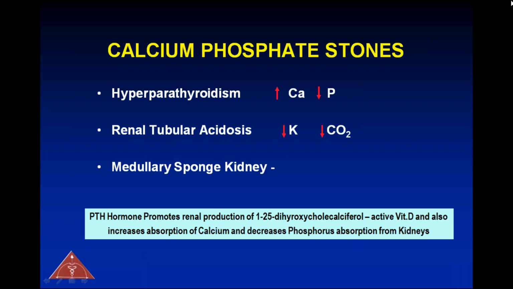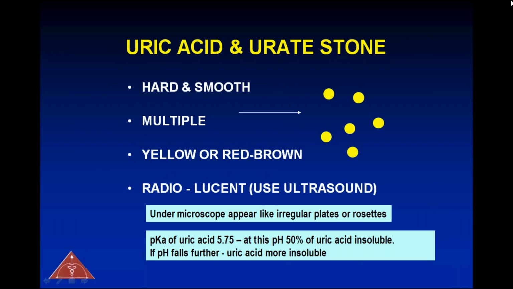Calcium phosphate stones: hyperparathyroidism, so increased calcium, decreased phosphate, renal tubular acidosis, medullary sponge kidney. These are some of the etiological causes for these phosphate stones. Uric acid, I told you, unless you suspect some metabolic abnormality, do not think of uric acid and cysteine as the primary cause for stone disease. Almost always it is calcium oxalate. Next is struvite or triple phosphate. After that, with any congenital abnormality, you can think of uric acid stones and cysteine stones. Hard and smooth, multiple stones, yellow or red-brown, radiolucent.